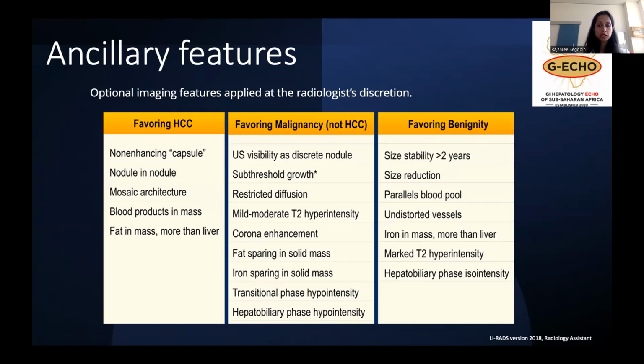So that's essentially what the ancillary features are used for. And you can have a look at the different types of features. For HCC, we will classically look at a nodule, a mosaic architecture, the presence of intralesional blood or fat, and the presence of a non-enhancing capsule to make us think more of HCC as opposed to another malignancy.